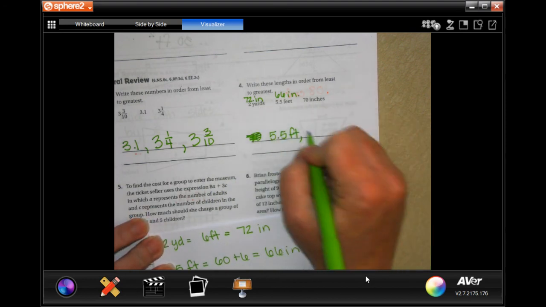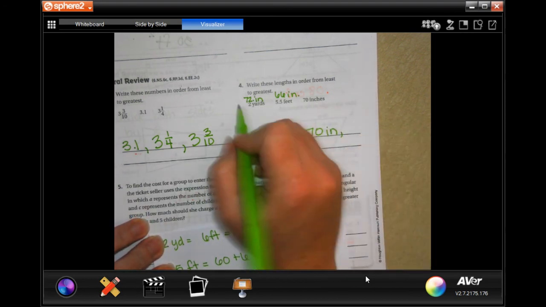Then we'll have the 70 inches. Then we'll have the 2 yards.